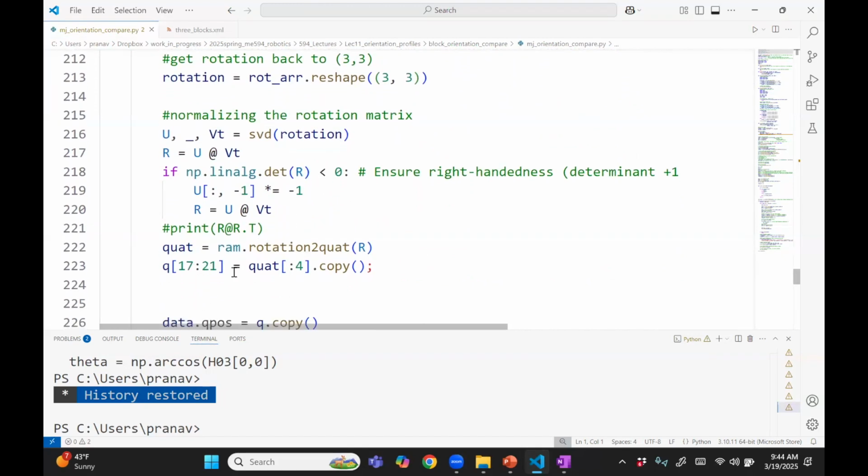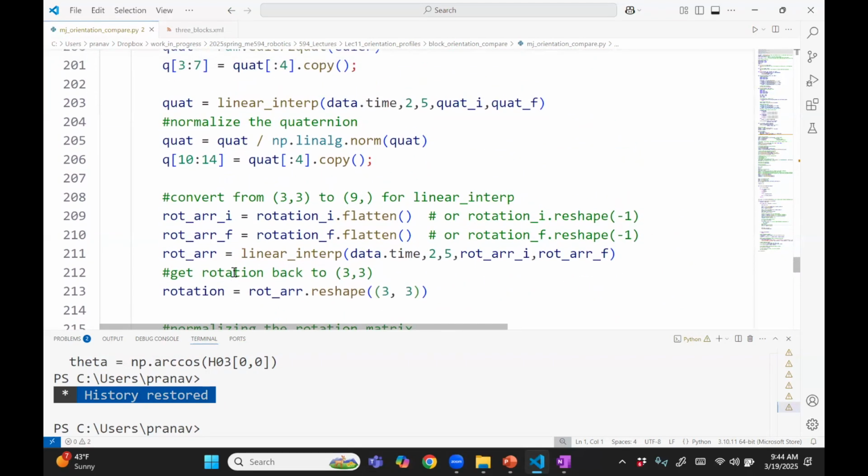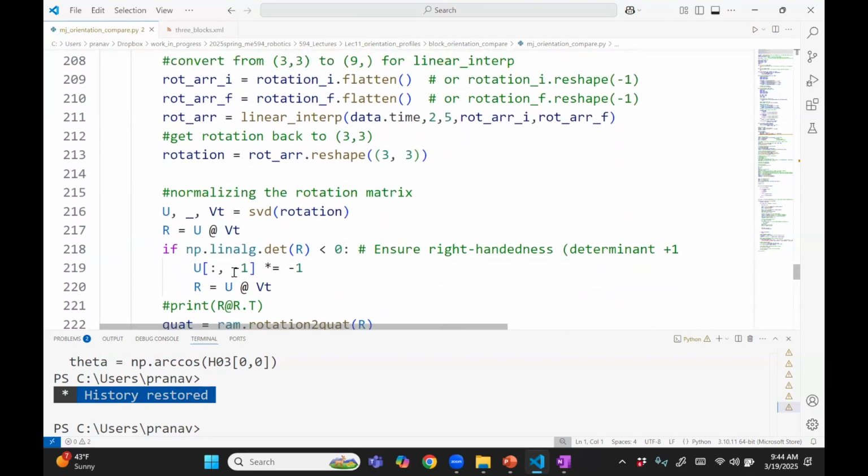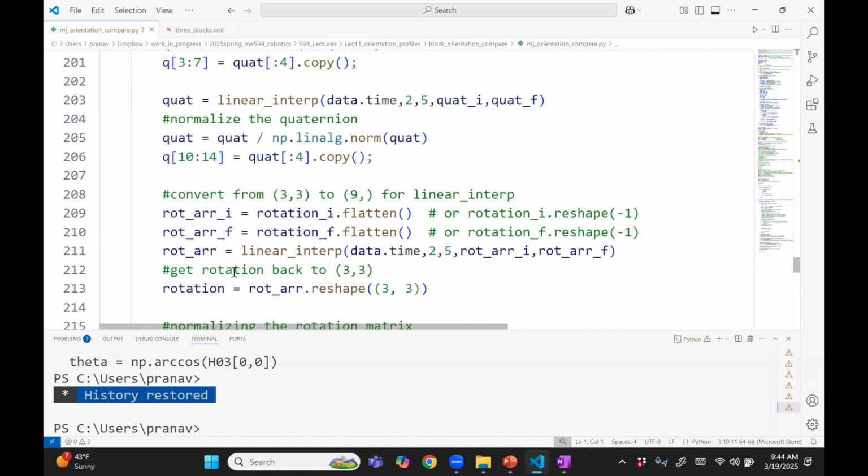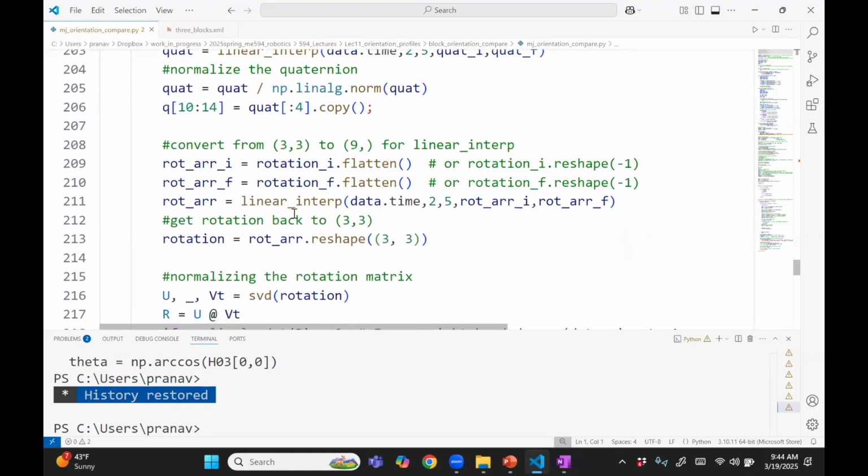So here's 7 to 21. 7 times 3, there are 21 degrees of freedom for this, and we are only interested in manipulating the orientation. Okay, so here is the Quaternion. I set it to the first block. I do the rotation. I do the interpolation.